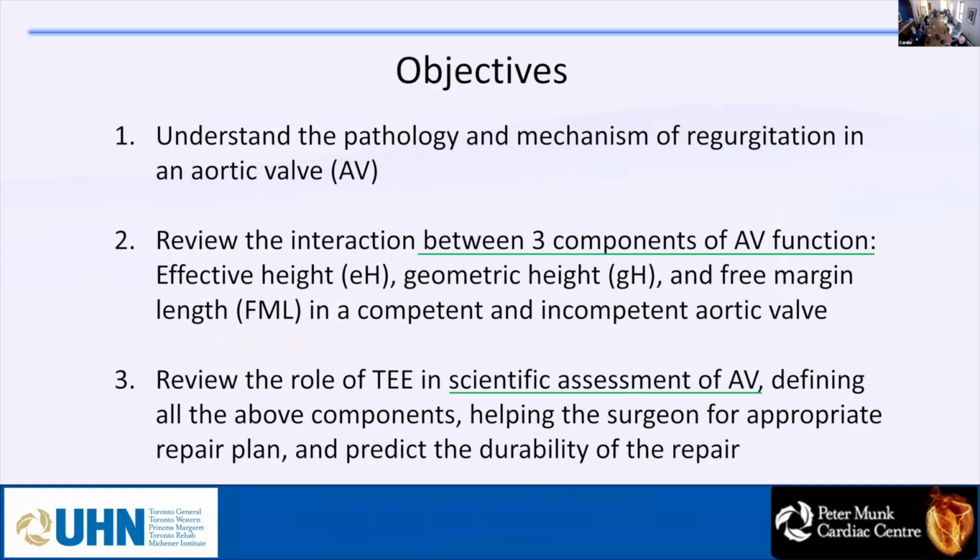aortic valve, and to review the interaction between three components of aortic valve function: effective height, geometric height, and free margin length in a competent and incompetent aortic valve. We will also review the role of TEE in systematic assessment of the aortic valve, defining all the above components, helping the surgeon with an appropriate repair plan and predicting the durability of the repair.